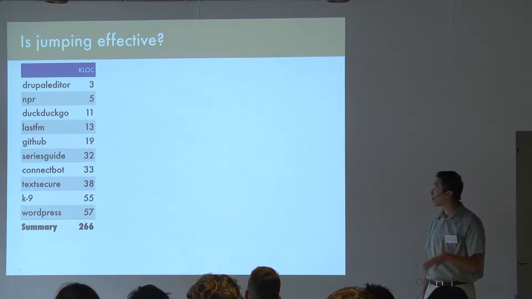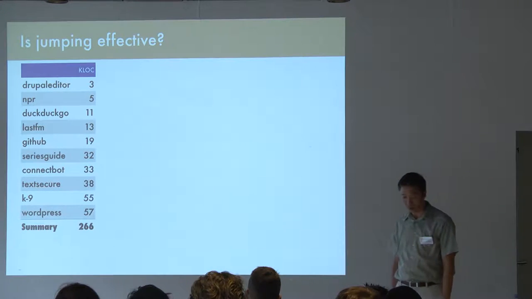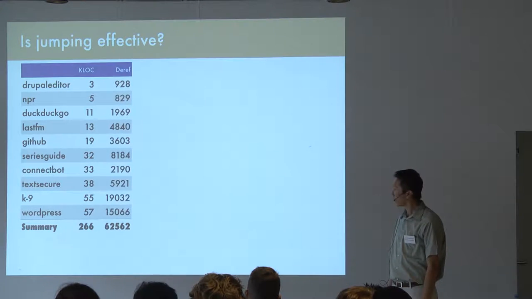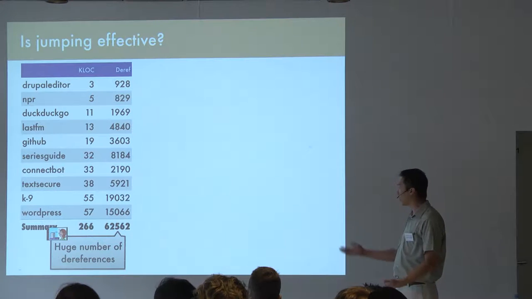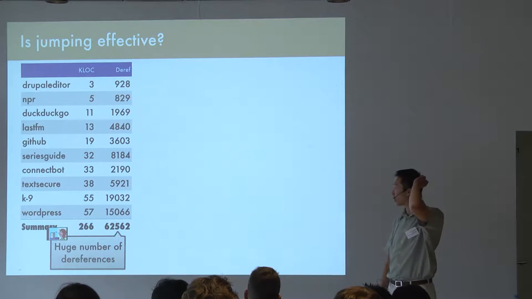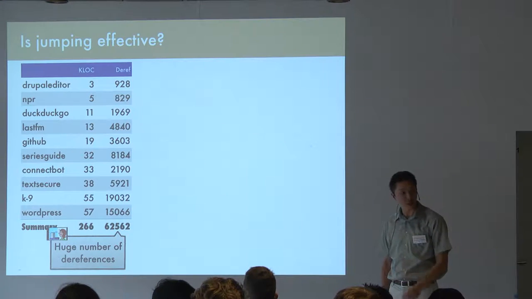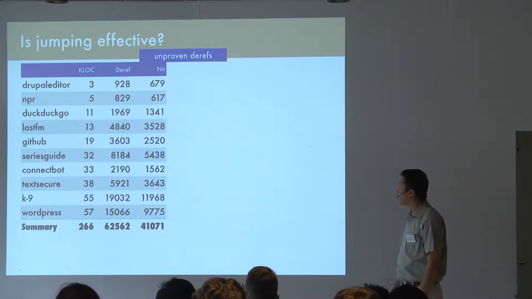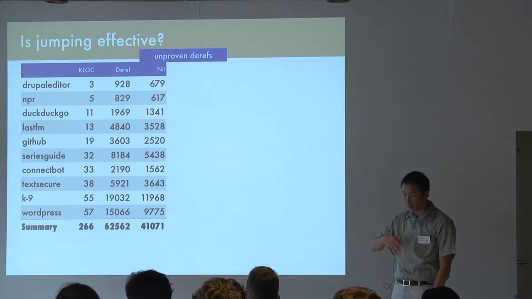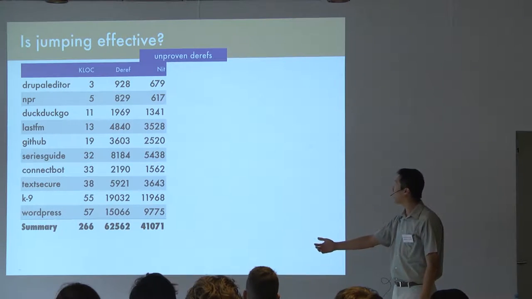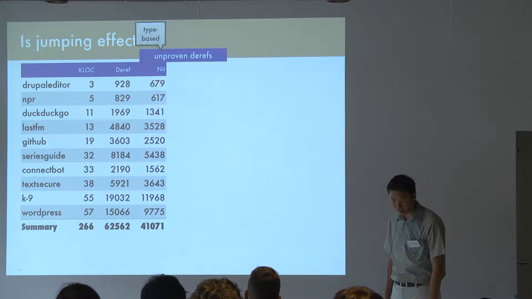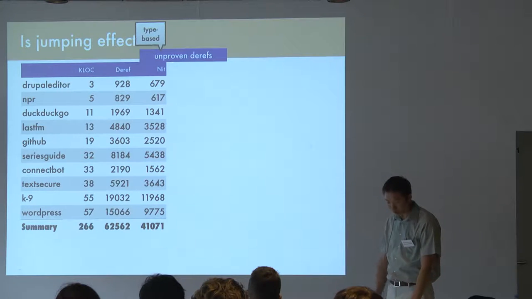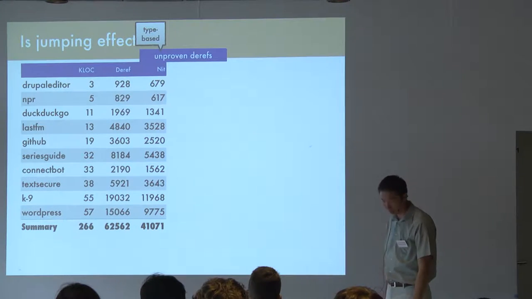So here are our benchmarks, applications that maybe you've used. And those are the total number of dereferences. The only point here is that we have a huge number of things that we're trying to prove, 62,000 dereferences. How I'm going to show the results is I'm going to consider the unproven, what's left over after each of these tools. So after the sort of local type-based analysis of NIT, not our tool, you have something like 40,000 unproven dereferences.